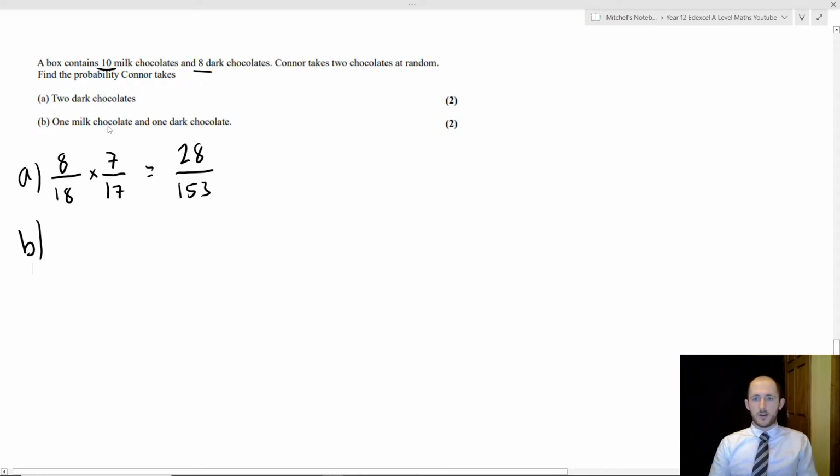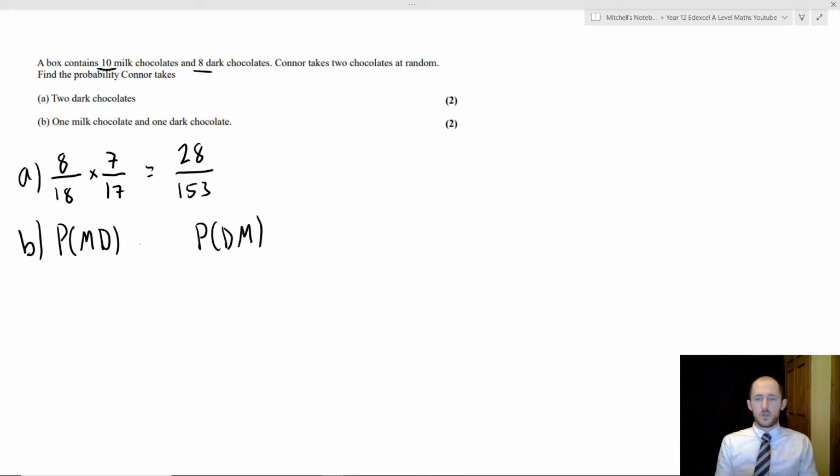So 1 milk chocolate and 1 dark chocolate. So getting one of each, you can do that in 2 ways. You can have the probability that you get a milk then a dark, or you can have the probability that you get a dark chocolate then a milk chocolate, right? So since there's 2 possibilities, you have to add them together. So remember I said or, he can either do this or this. And what that means is you add those together.